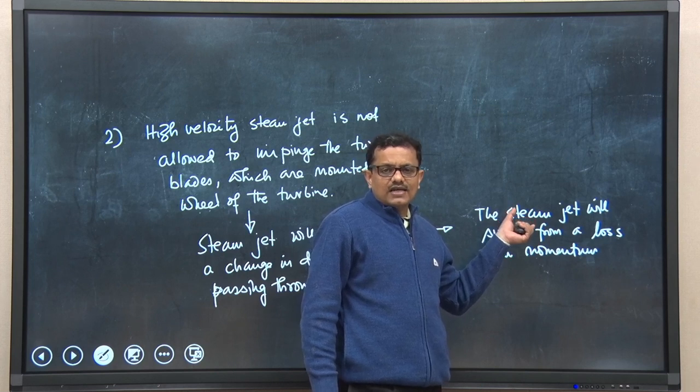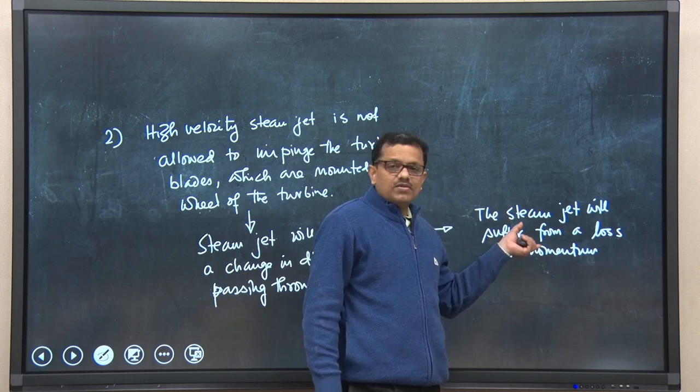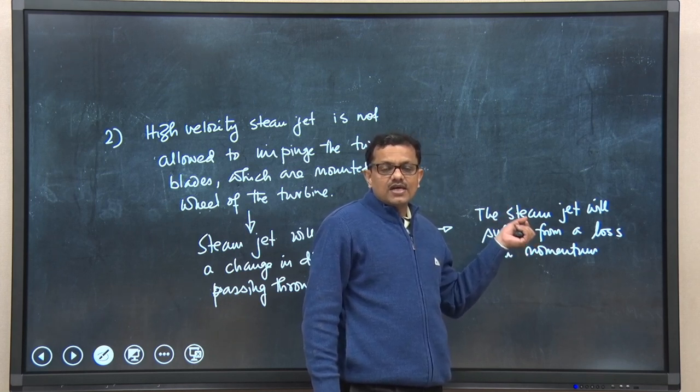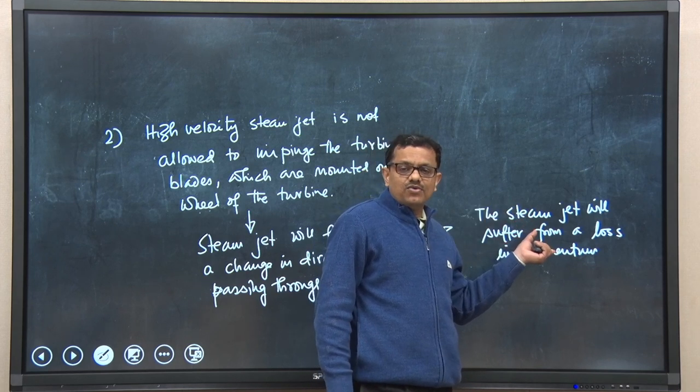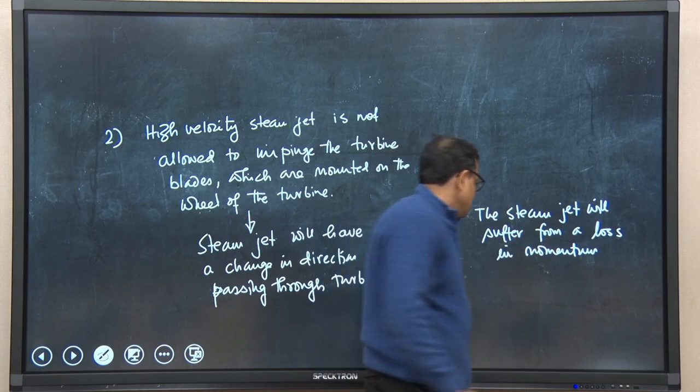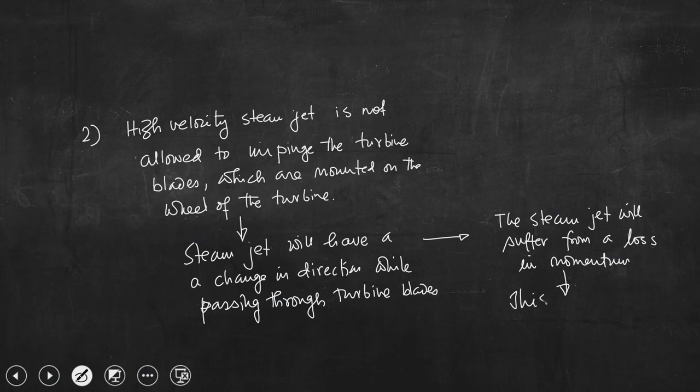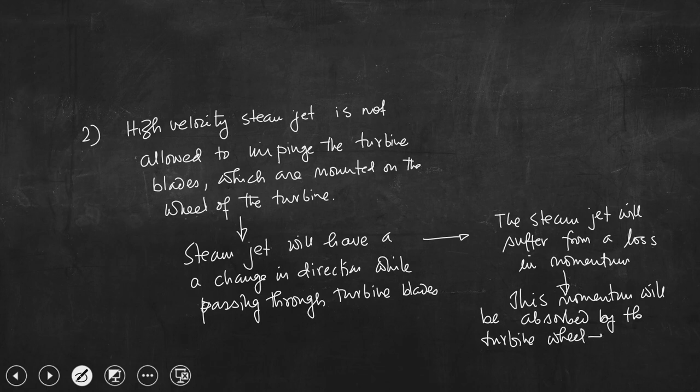So, nothing is lost. That loss in momentum will be absorbed by the rotor, or wheel. That loss in momentum will be absorbed by the turbine wheel, and that will produce torque. So this momentum will be absorbed by the turbine wheel, and the ultimate consequence is it will produce torque.